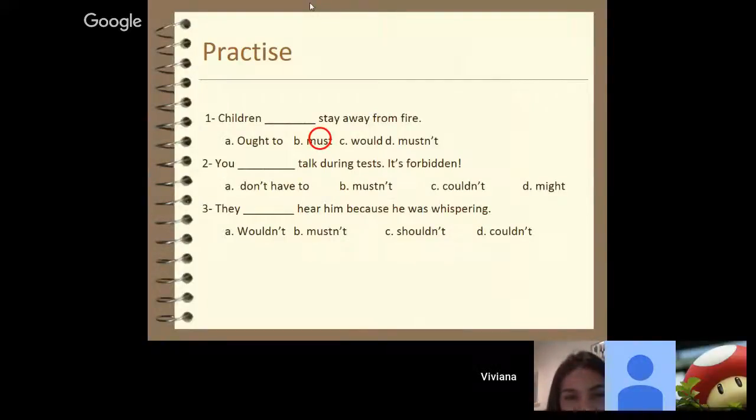Nope. Children must. There is something that they have to do because must is something that you have to do. "Tienes que" is an obligation. Yes? Okay, teacher. So children must stay away from fire because if they stay close to fire, they will get burned, right?